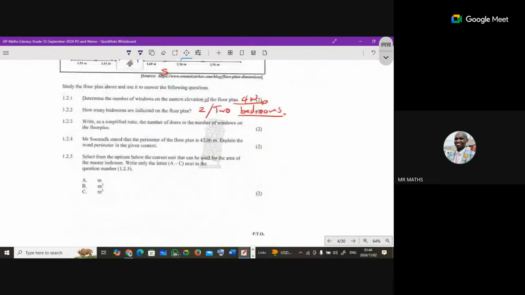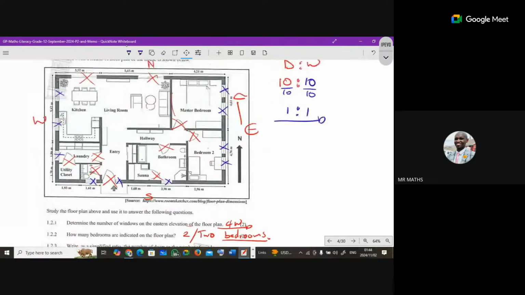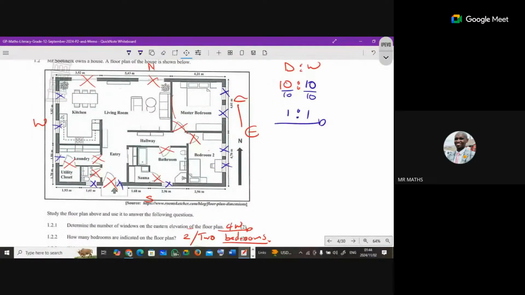Okay, back to the question. Now they are saying in 1.2.4, Mr. Sotmelk stated that the perimeter of the floor plan is 45.06 meters. Explain the word perimeter in the given context. So a perimeter in the given context is what? What is the given context? The given context is a house plan.